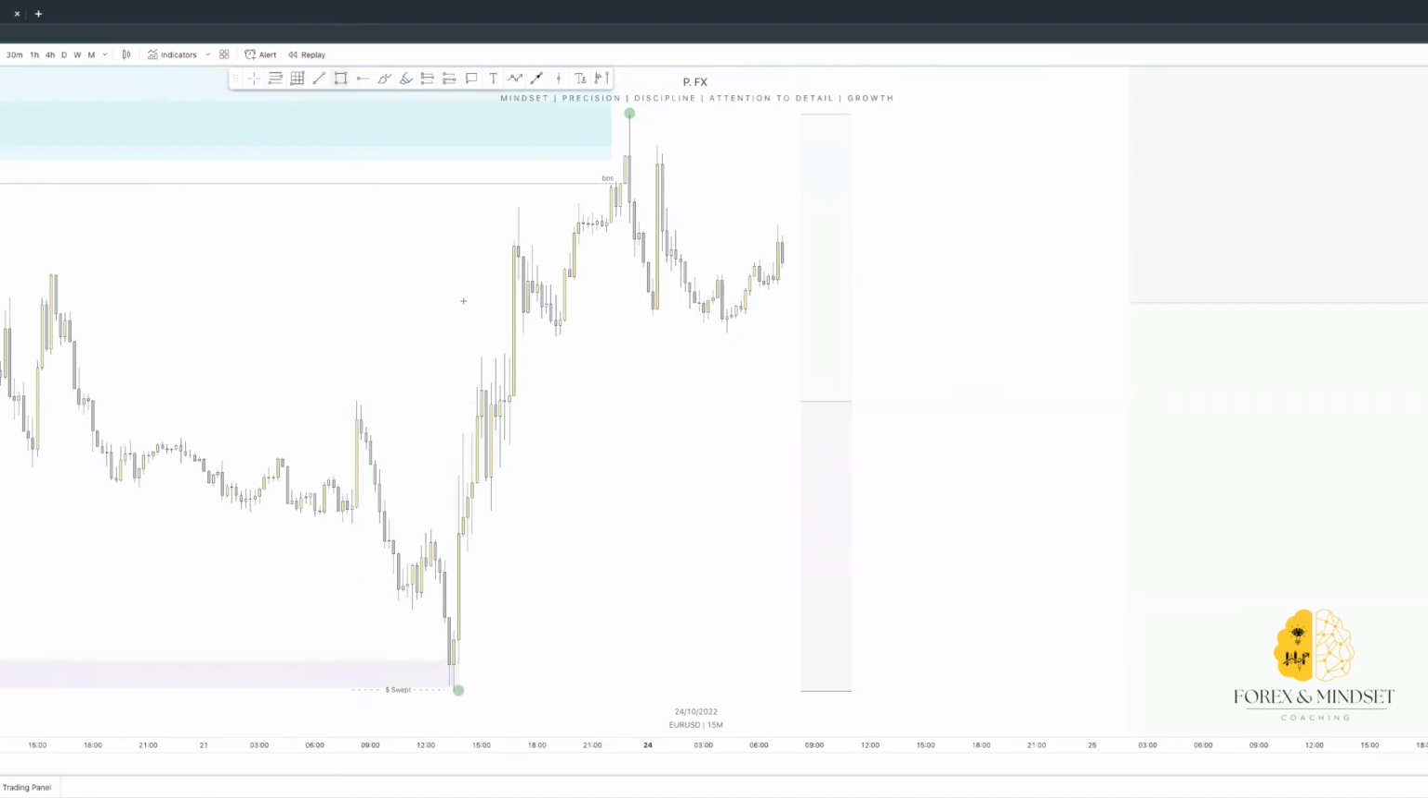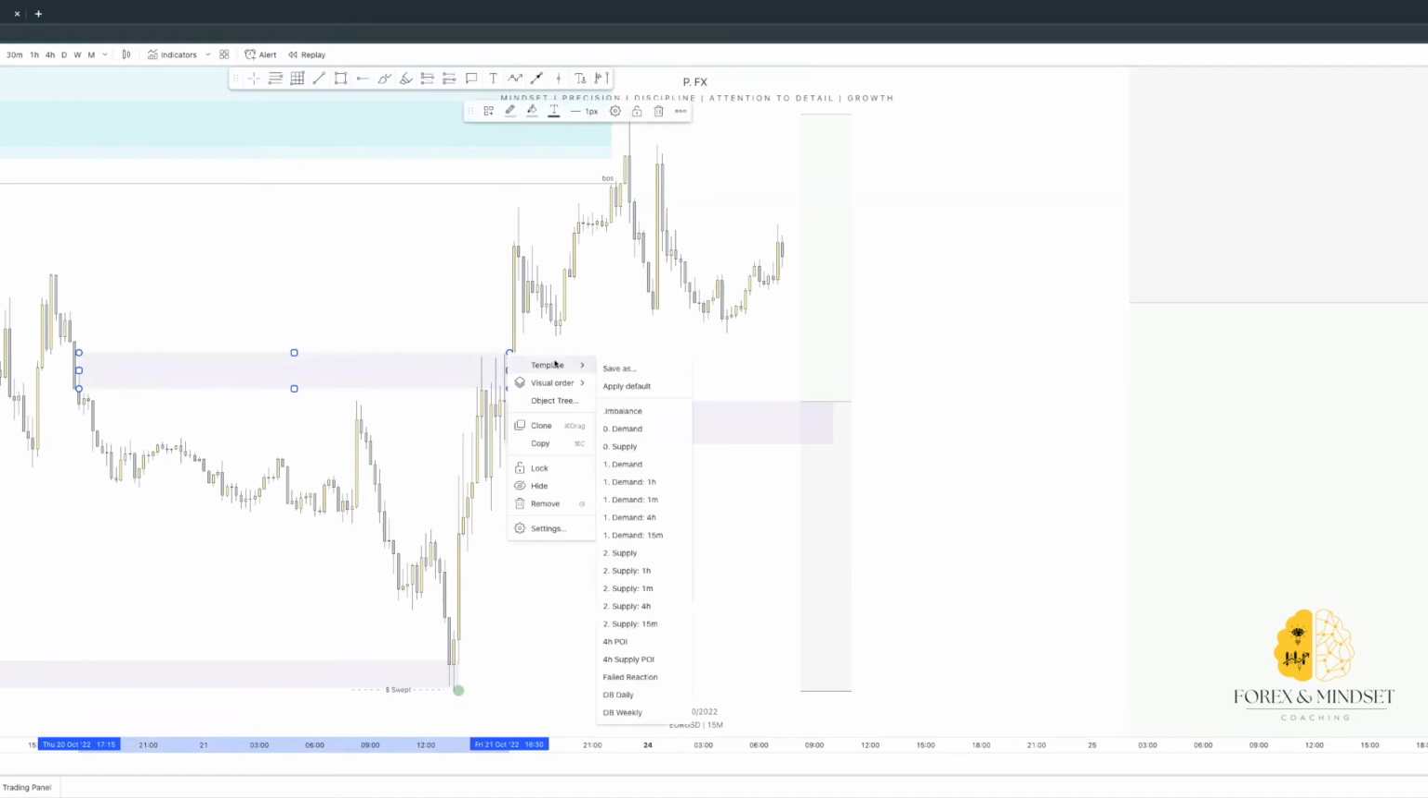So our first area here, we've got a failed reaction. Okay, so over here, we have a very nice demand. I would be buying from this demand without a doubt. Now, why do I like this demand? For a lot of reasons. One of the reasons is we have a swing low, we have a swing high. It's the first demand in a discounted area. It is also a failed reaction, and this failed reaction is quite strong because we also have a lot of interaction here.